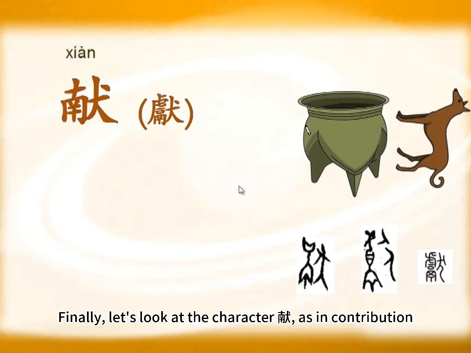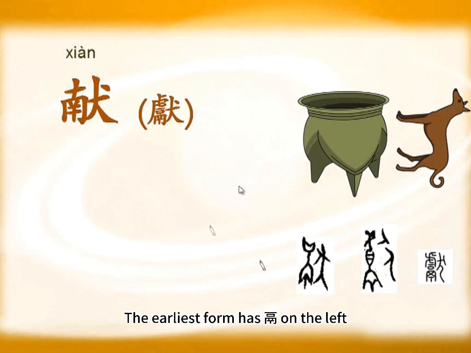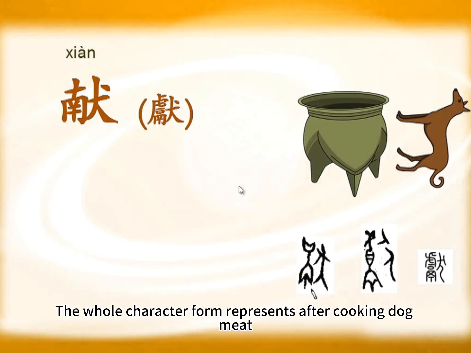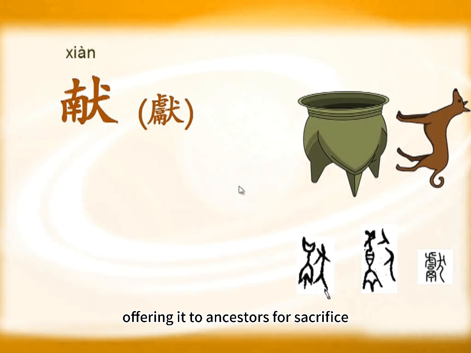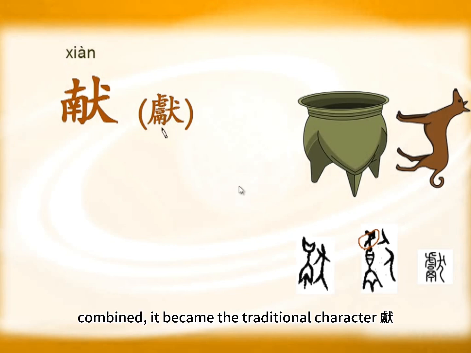Finally, let's look at the character xiàn, as in contribution. The earliest form has li on the left and quǎn on the right. Li is the steaming and boiling tool. Quǎn is dog, but here it represents dog meat. The whole character form represents, after cooking dog meat, offering it to ancestors for sacrifice. Later, the character added a tiger radical to indicate the sound. Combined, it became the traditional character xiàn.